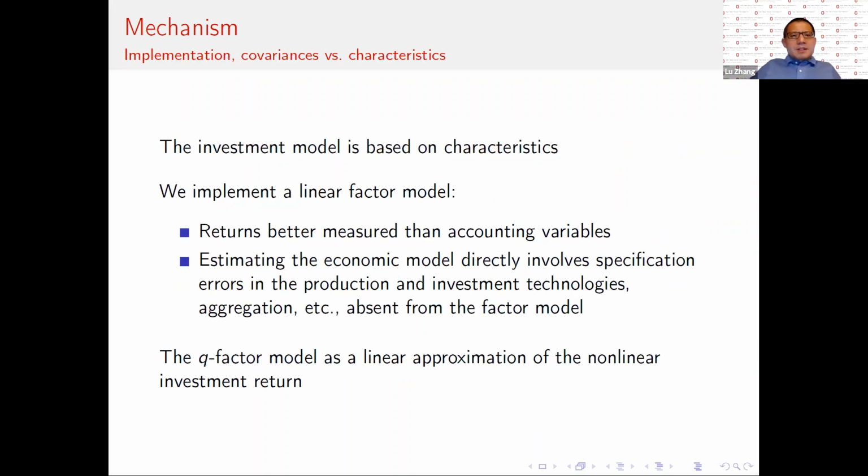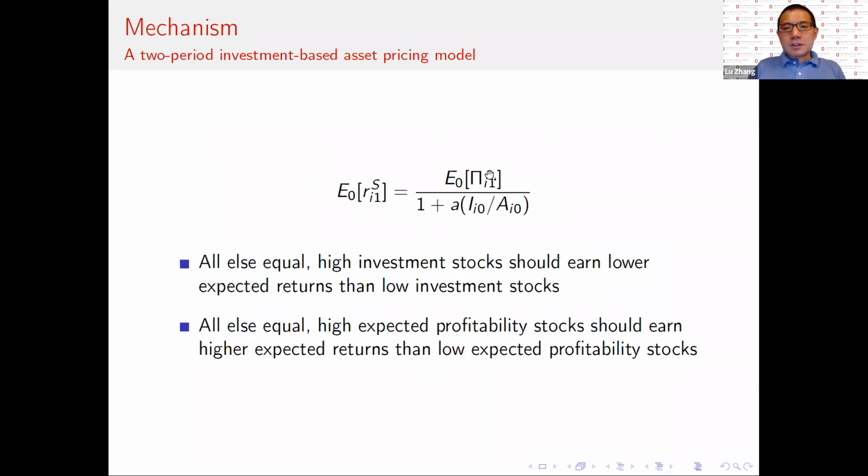All right, in terms of implementation, touching on some of the deeper epistemic or philosophical issues, the investment model is based on firm characteristics. So let me go back. The right-hand side has firm-level variables. In theory, the economic profitability is divided by the denominator, the investment rate. Of course, once we take the theory to the data, to make contact with real data, we have to make a whole list of auxiliary assumptions.